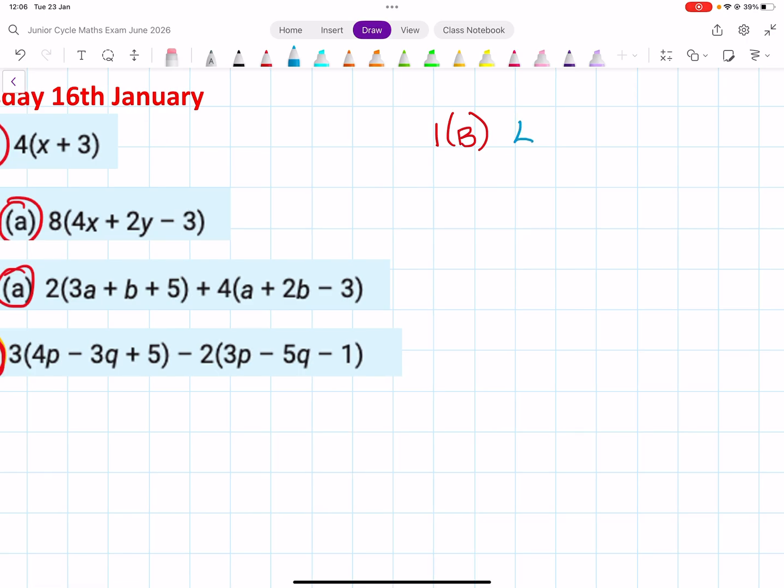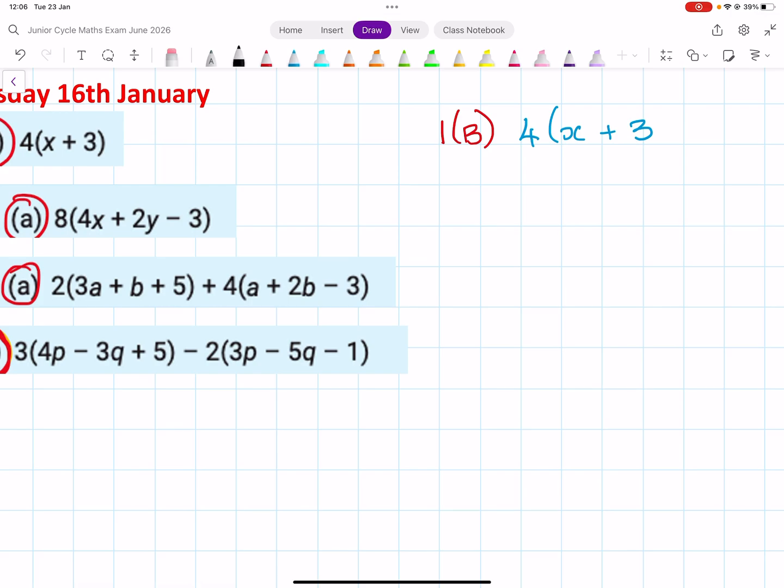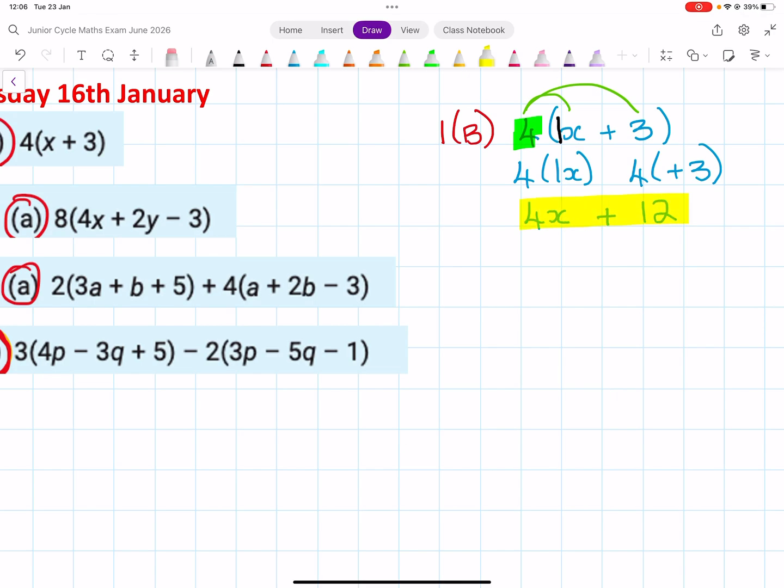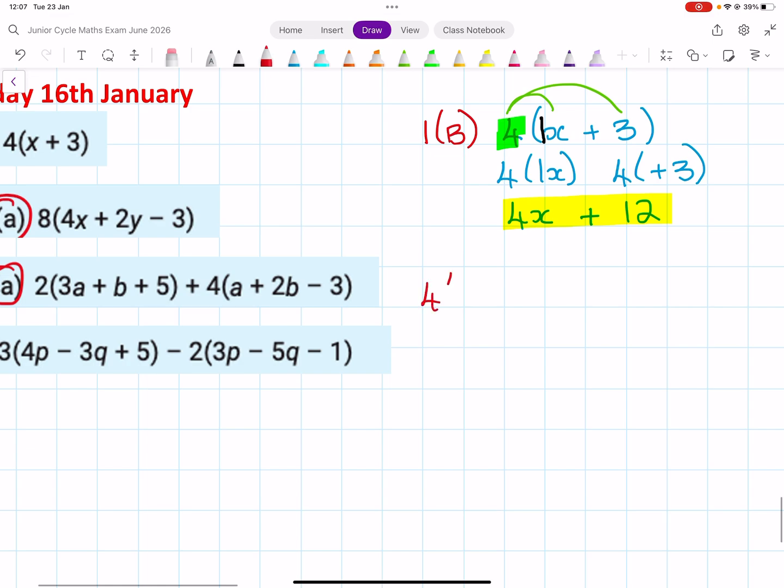So the first one was 4 times x plus 3. Now, I have an x here with no number, so I'm going to put in my invisible 1. And I'm going to multiply the 4 by both parts of the bracket. So I'm going to multiply the 4 by the 1x, and then I'm going to multiply the 4 by the plus 3. 4 multiplied by 1x is 4x, and 4 multiplied by plus 3 is plus 12. 4x and 12 are two different families, so they can't be simplified any further. So that's where we stop.